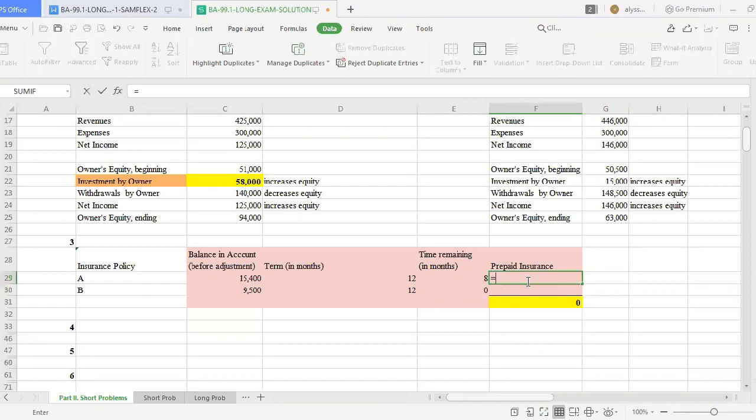Zero. So then we multiply balance by time remaining divided by the total. The same here. So we get 10,267.